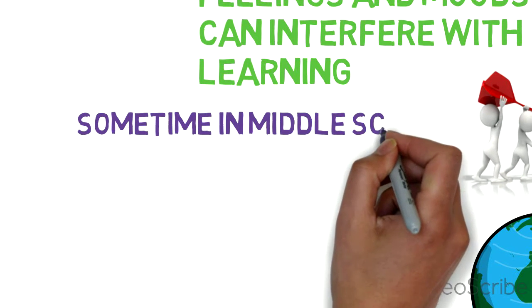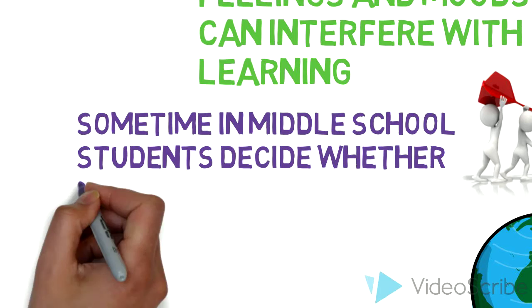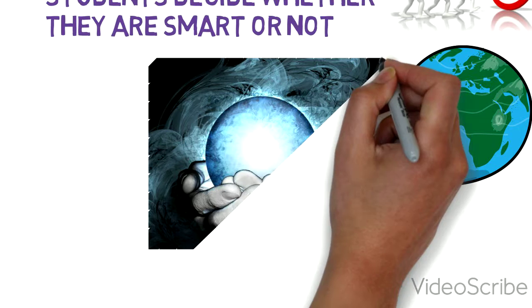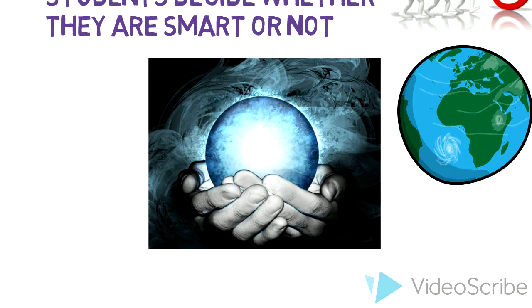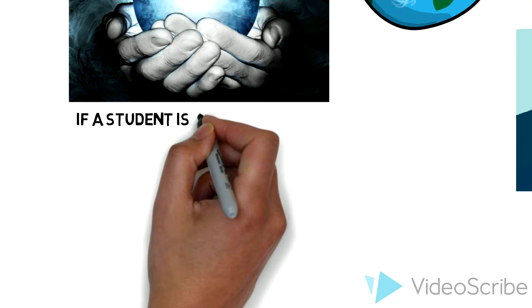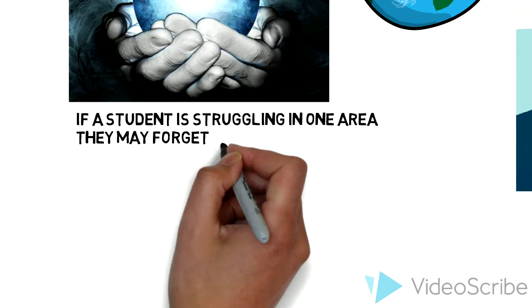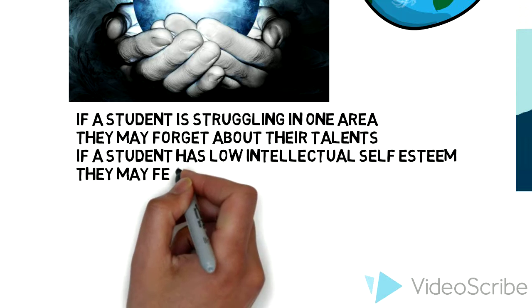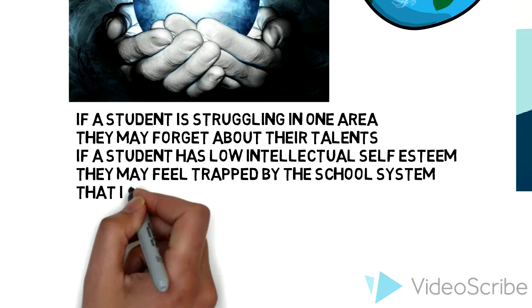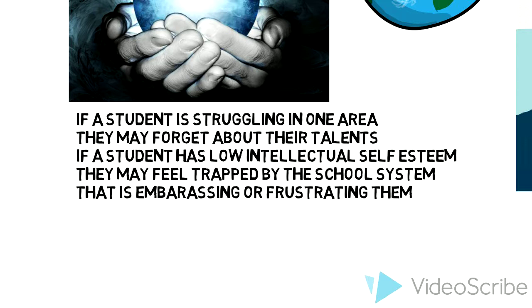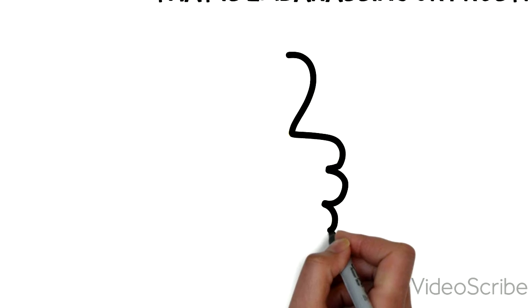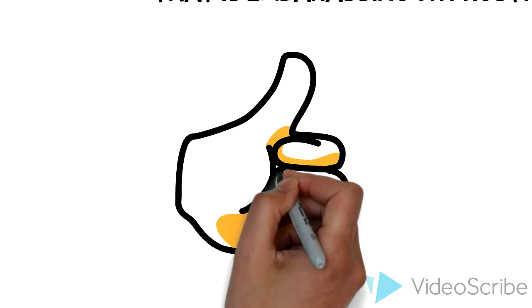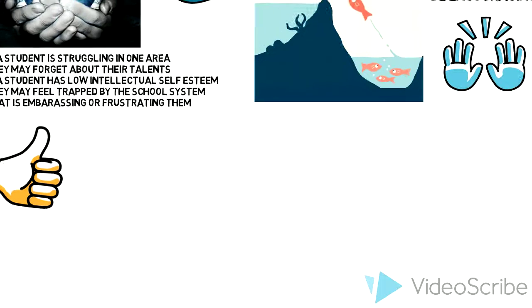Sometime in middle school, students decide whether they are smart or not. These self-perceptions can become a self-fulfilling prophecy. If students are struggling in one area, they may think they struggle everywhere and forget about their talents. If a student has low intellectual self-esteem, they may feel trapped by the school system that is embarrassing or frustrating them. We must foster positive intellectual self-esteem and respect each particular kind of mind and its potential.